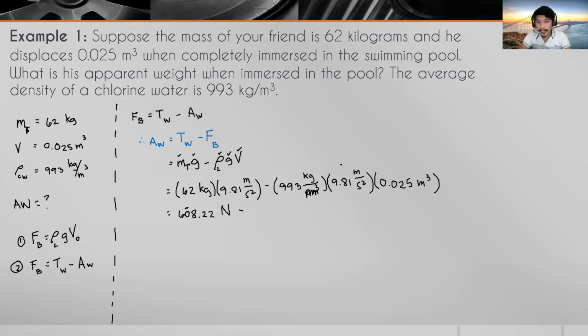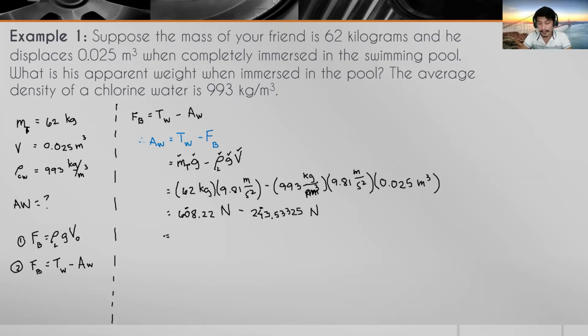Minus, how about this one? 993 times 9.81 times 0.025. That will give us 243.53325 Newton. That is 240. How many significant figures? Dalawa. So hanggang dito lang. So dalawang significant figures lang.